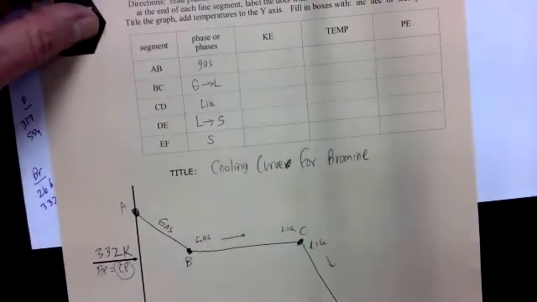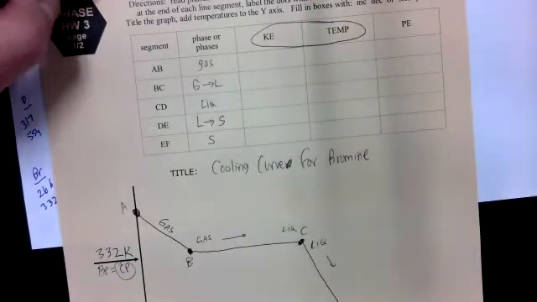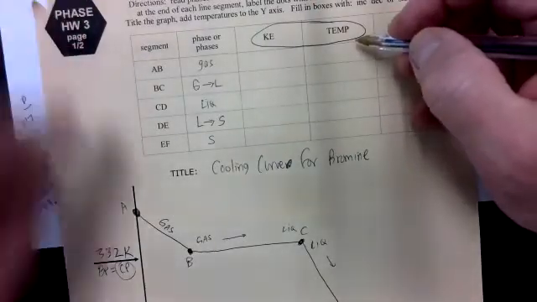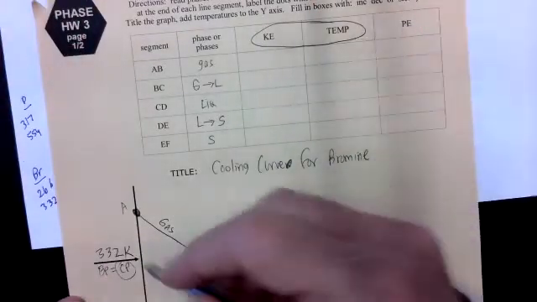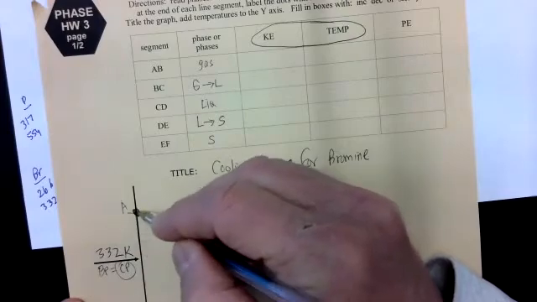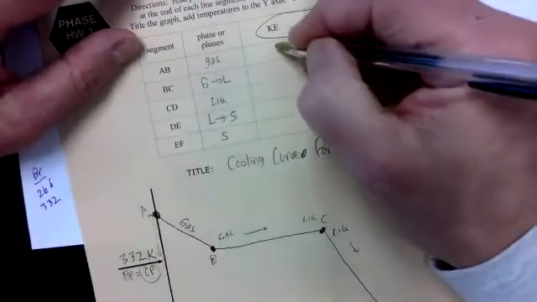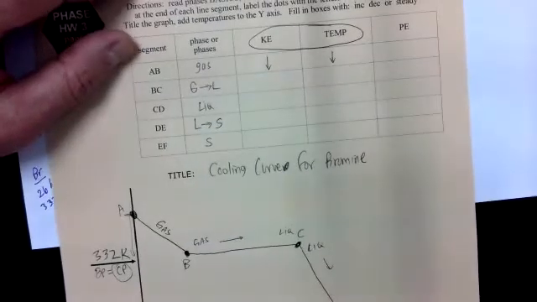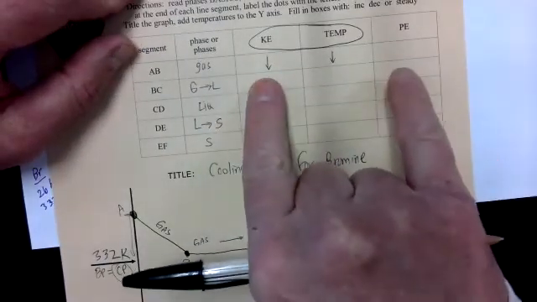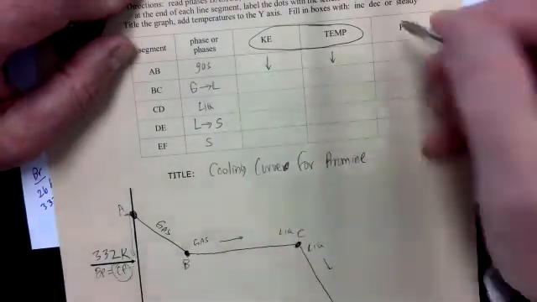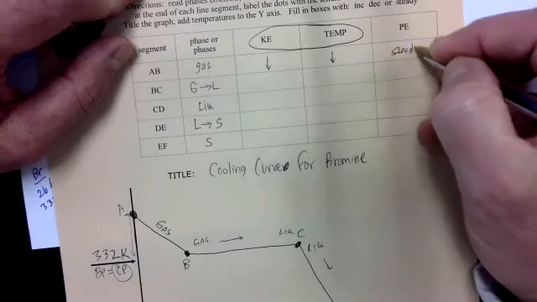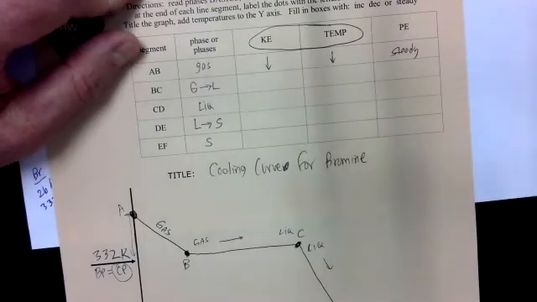Now, what's happening to the kinetic energy and temperature? These two work hand in hand. From A to B, the temperature is going down. Look, it goes from whatever this temperature is down to there. So if the temperature is decreasing, the kinetic energy decreases as well. Now, since kinetic energy is changing, the potential energy is steady. We don't need to have any potential energy change because we're not changing phases.